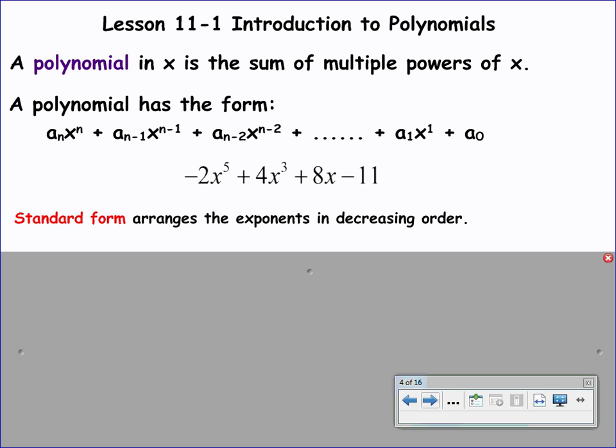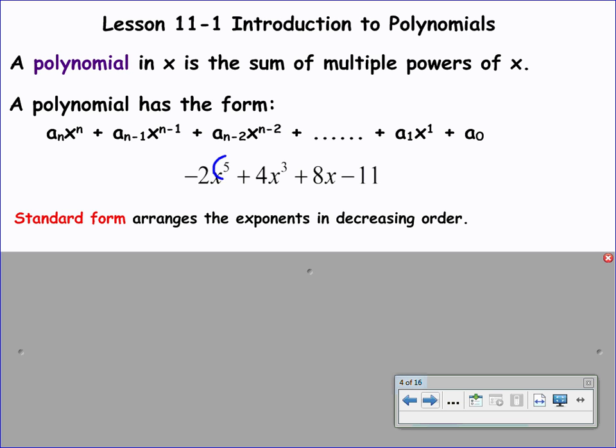This particular polynomial is in standard form because standard form arranges the exponents in decreasing order. Go ahead and write that on your note sheet, please. So standard form is our first blank. It arranges exponents in decreasing order. That is, I have the highest exponent first.